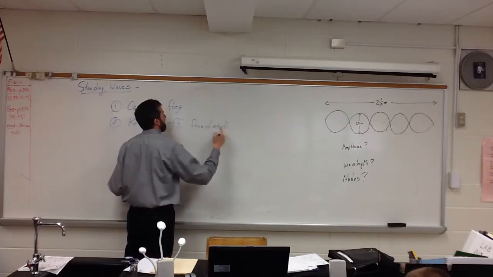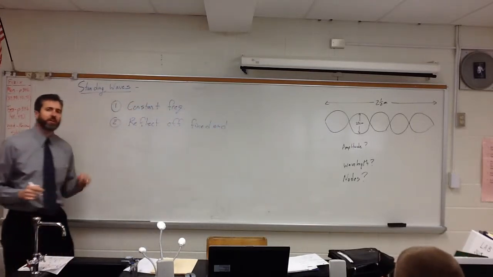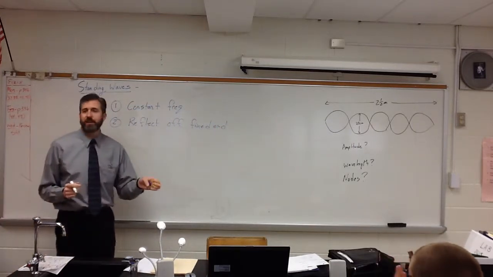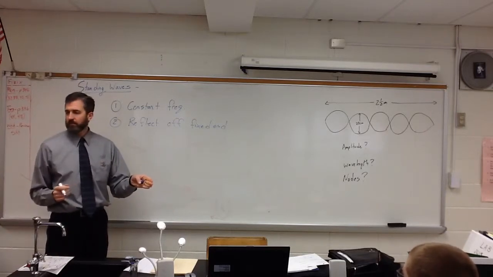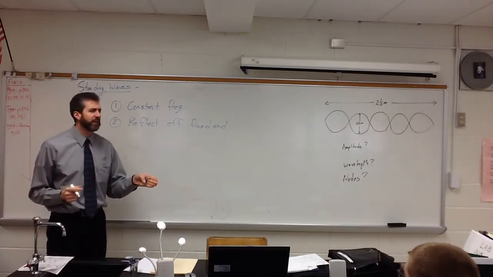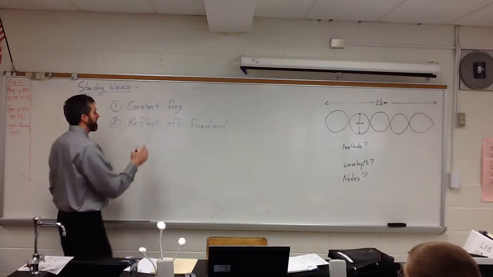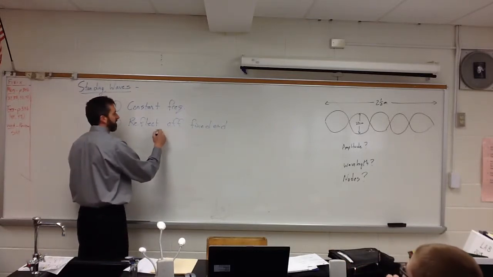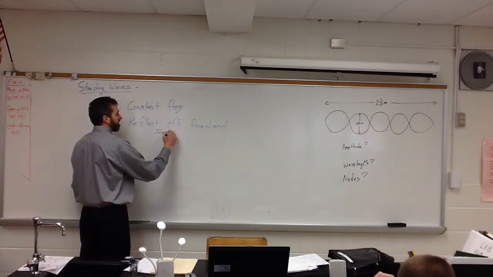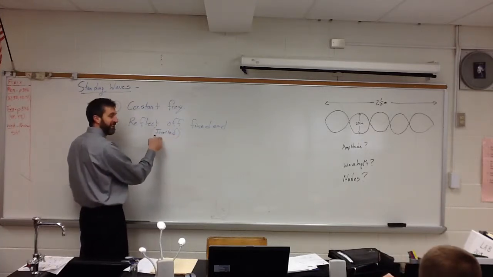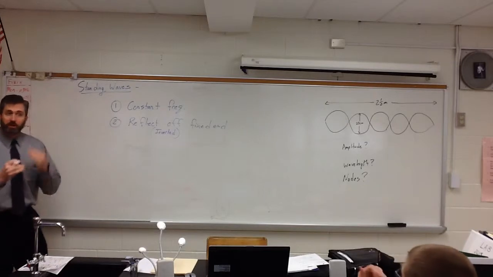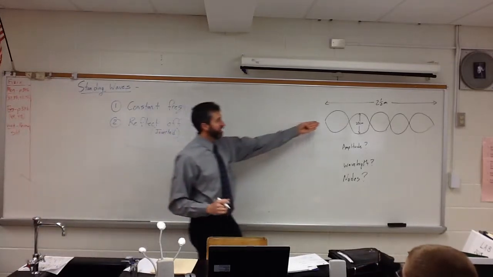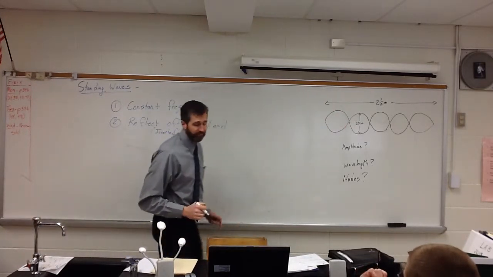Now what's the logic there? Why do you have to reflect off a fixed end? What do you know about when a wave hits a fixed end? It reflects, but how does it reflect? On the opposite side. So when it bounces off the fixed end, it gets inverted. And that's key. It needs to get inverted so that it's a mirror image of itself. You gotta get the mirror image of itself, so you gotta invert it.